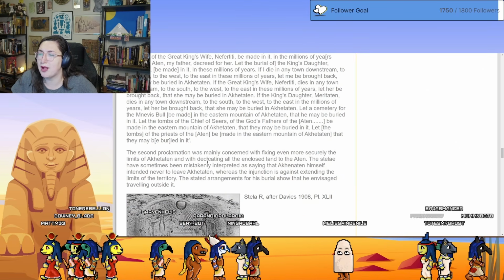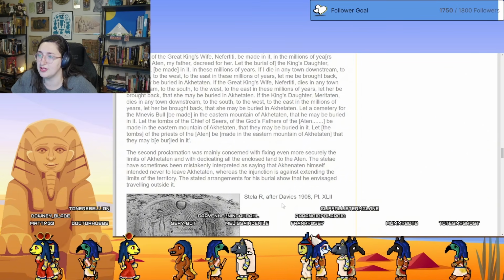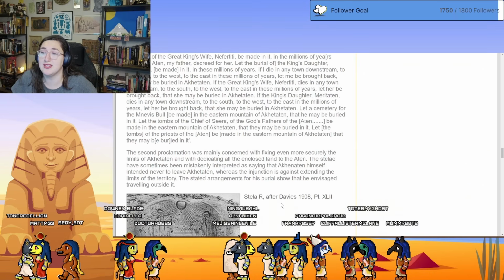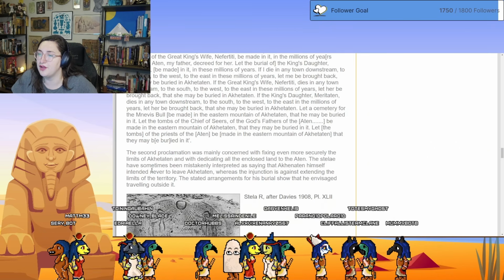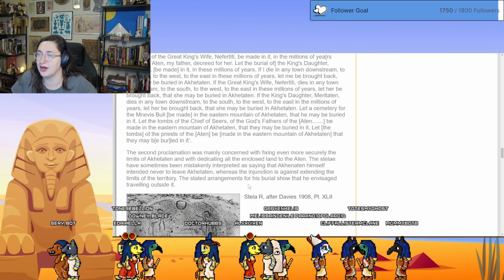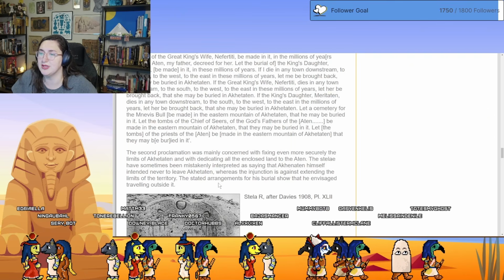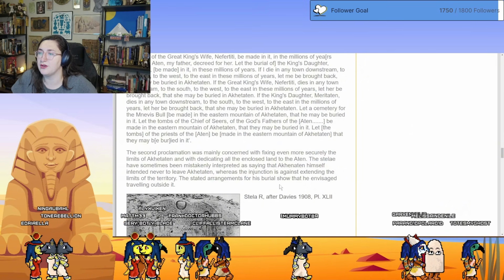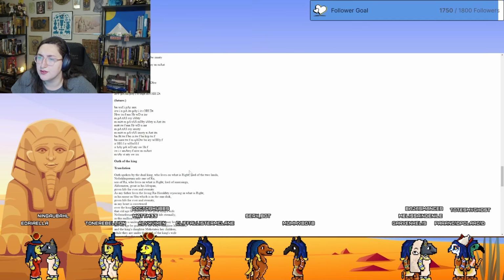So the second proclamation was mainly concerned with fixing even more securely the limits of Akhetaten and with dedicating all of the enclosed land to the Aten. The stela has sometimes been mistakenly interpreted as saying that Akhenaten himself intended never to leave Akhetaten, whereas the injunction is against extending the limits of the territory. The stated arrangements for his burial show that he envisaged traveling outside of it. I'm wondering if this one has it.